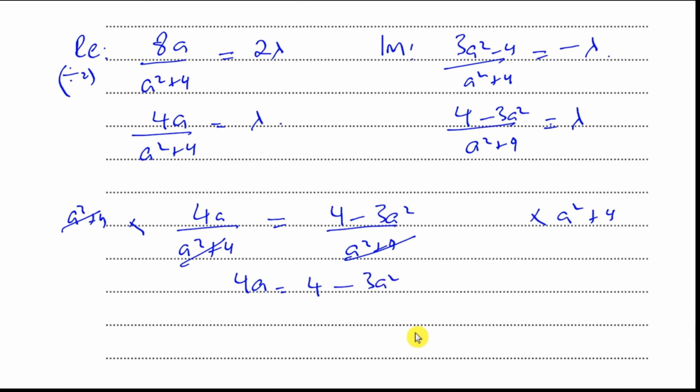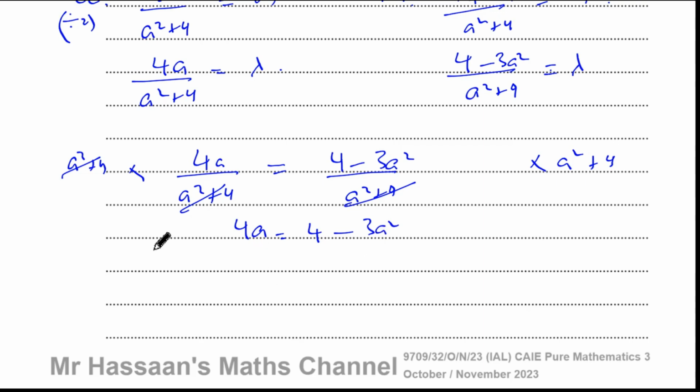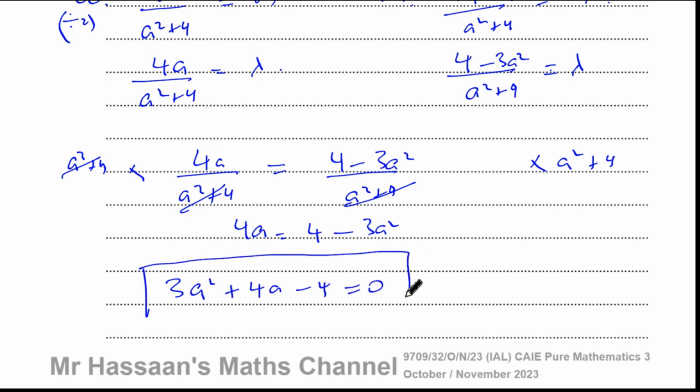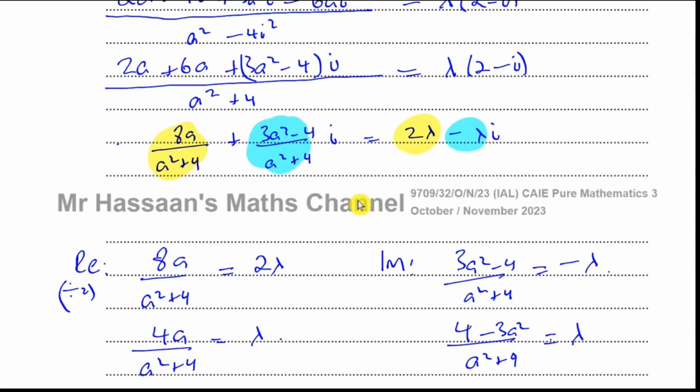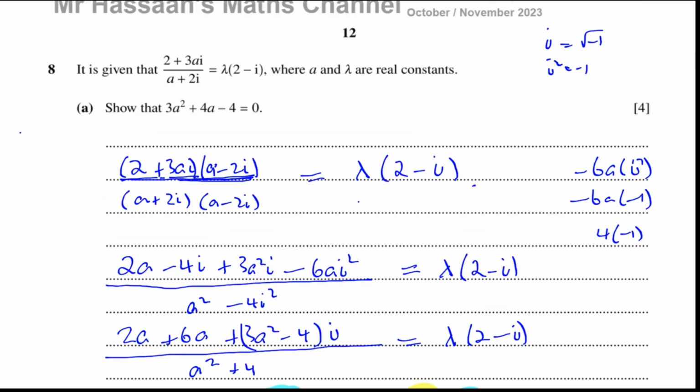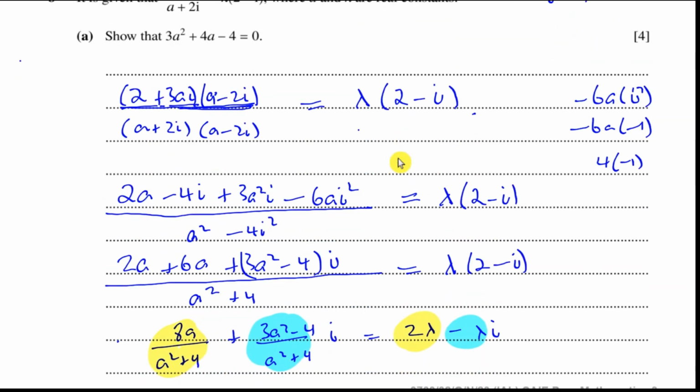And I want to show it with the 3a squared positive, so I can add 3a squared to both sides. So I have 3a squared plus 4a, subtract 4 from both sides, minus 4 equals 0. And that's exactly what we had to show. Show that 3a squared plus 4a minus 4 equals 0.